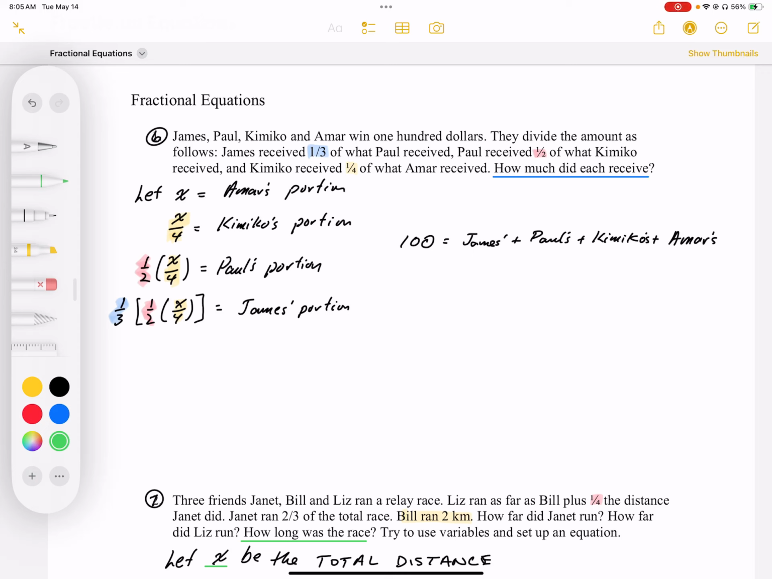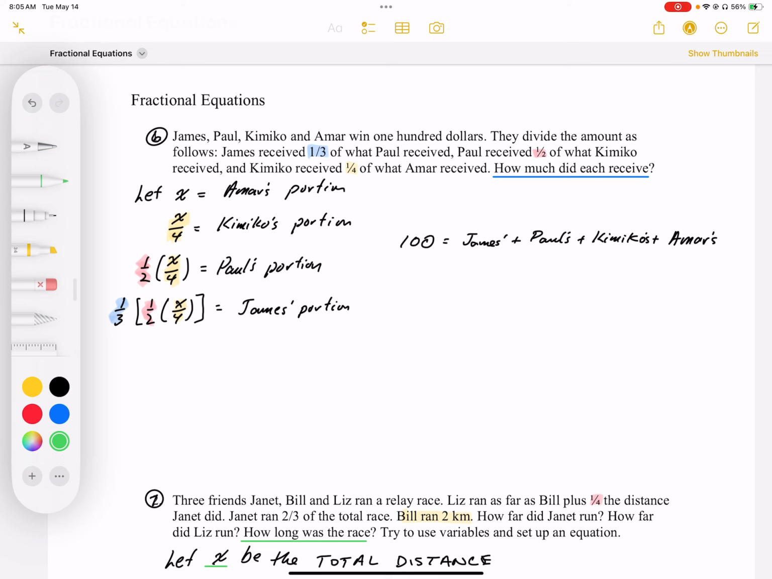Number 6. James, Paul, Kimiko, and Amar win $100. They divide the amount as follows. James receives 1/3 of what Paul receives. Paul receives 1/2 of what Kimiko receives, and Kimiko receives 1/4 of what Amar received. How much did each receive?